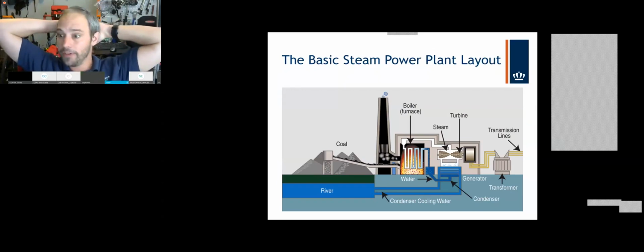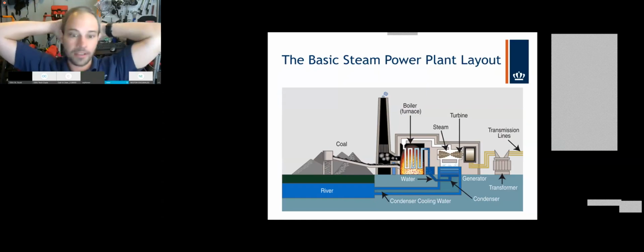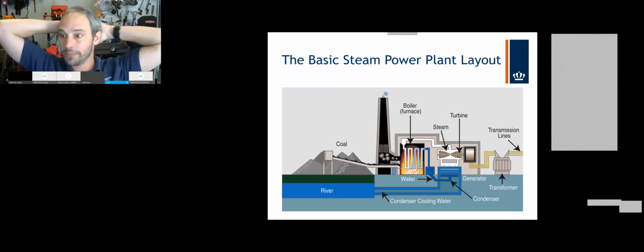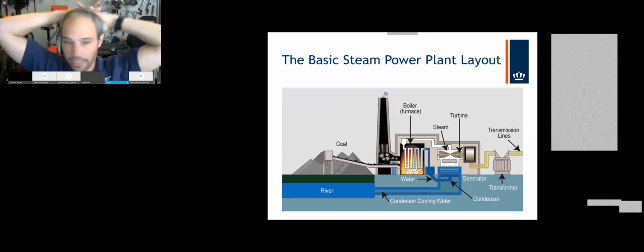If it's too warm, it can affect the local flora and fauna. You can have algae blooms. Certain fish might not like it. So there's environmental concerns there as well. A lot of times there's a certain temperature difference or temperature rise limit on the cooling water coming back into the river, set forth by the EPA or whoever's in charge of that stuff.